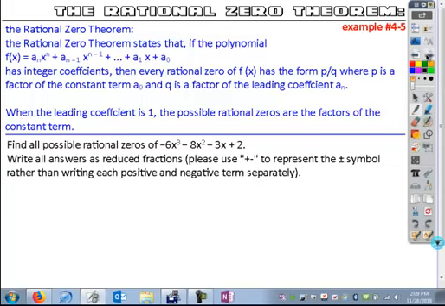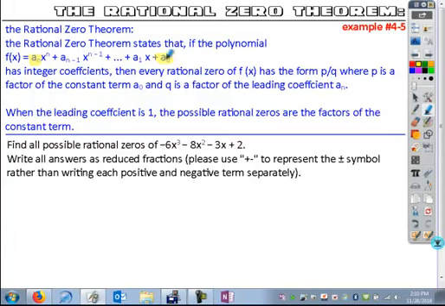The gist of it is that when you see a polynomial written, what you can do to find all possible rational zeros that could exist in that polynomial can be formed by taking all the possible factors of your constant and dividing by all the possible factors of your leading coefficient. Okay?